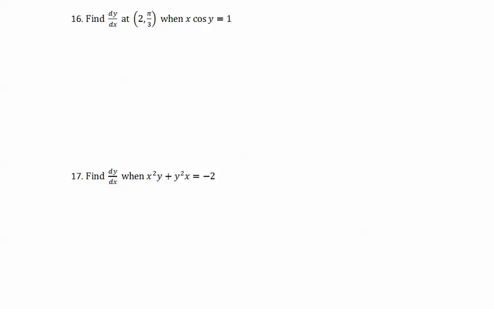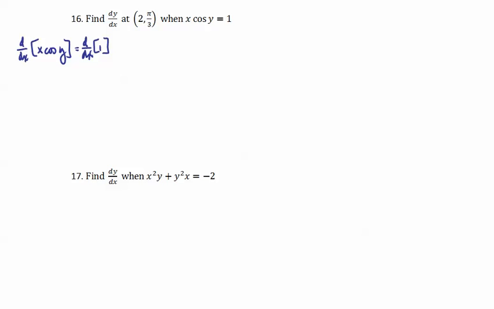So in this video we'll continue with the Chapter 2 practice test number 16, and we want to find the derivative of y with respect to x at (2, pi over 3) when x cosine y is equal to 1. Because we have x's and y's together, we're going to have to do implicit differentiation. So we take the derivative of both sides with respect to x.